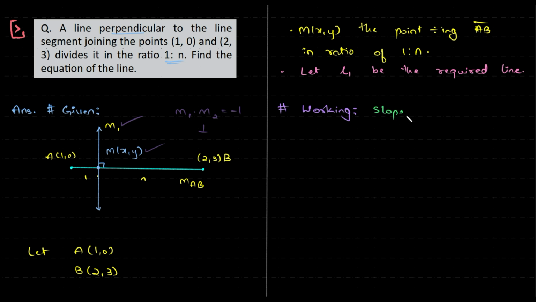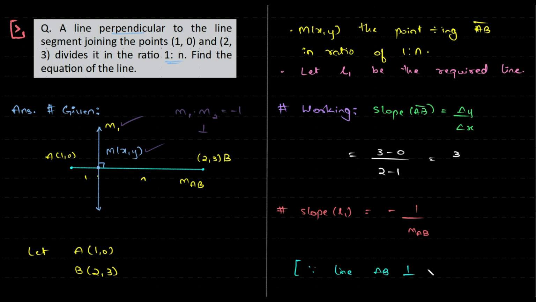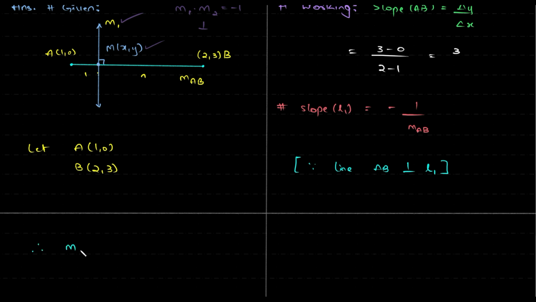And so we have the slope of AB to be change along the y divided by change along the x. So we have change along the y is 3 minus 0 and change along the x is 2 minus 1. So this is basically 3, right? And then the slope of L1. How is it related to AB? When we multiply them, it will give us -1, right? So we have line AB perpendicular to L1, and therefore we have m1 equal to -1 by 3, is it not?